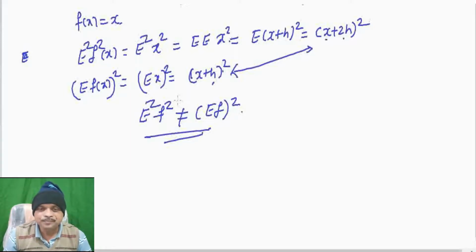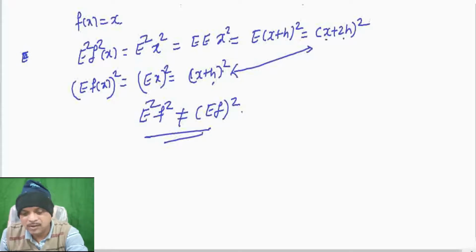Now if we have two functions, then how do we add those two functions?